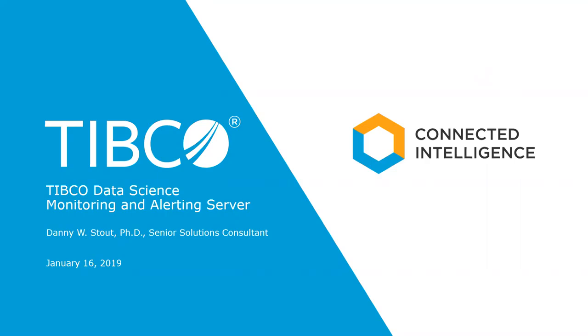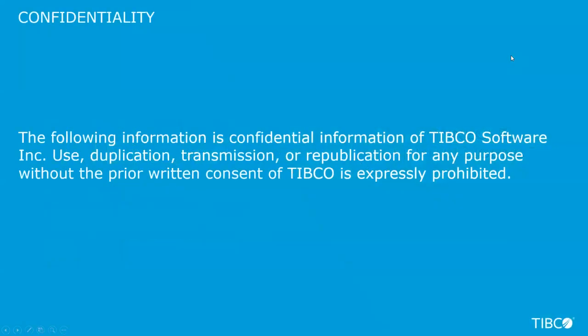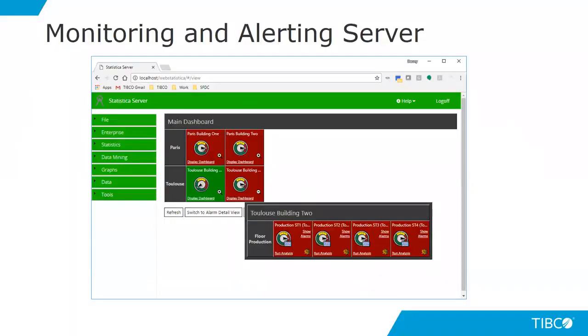This is a brief overview of our TIBCO data science platform and the capabilities included for monitoring and alerting server. With TIBCO data science, we have the capability to monitor either parameters, physical characteristics, or model statistics utilizing our monitoring and alerting server dashboard. This dashboard has either red or green tiles for whenever a process or condition or physical characteristic is in spec or out of spec.